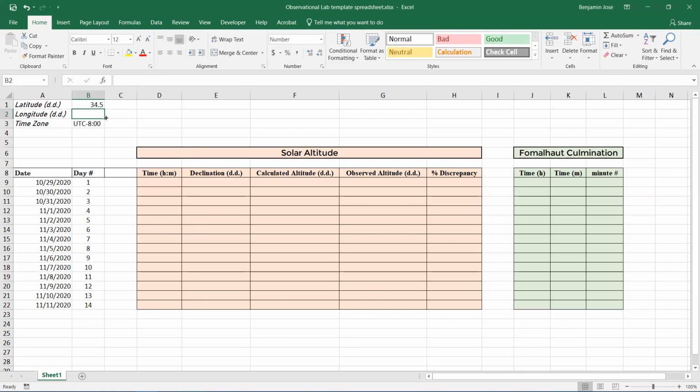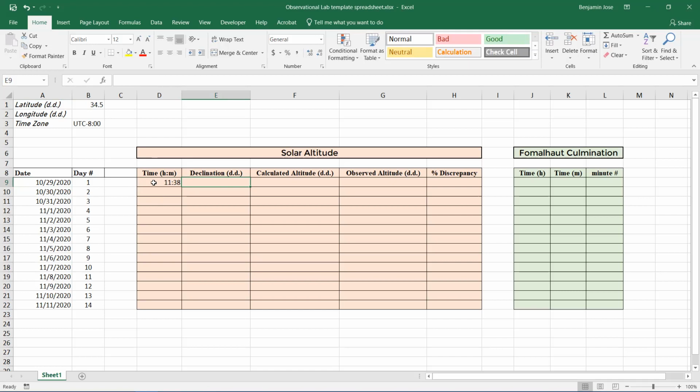Longitude, I'm not going to worry about that now. You will have entered that already. Time zone, yep. Okay, now day one, as I recall, yes, something around October 29th. I think the time was maybe 11:38. And this column requires you to enter the declination of the sun.